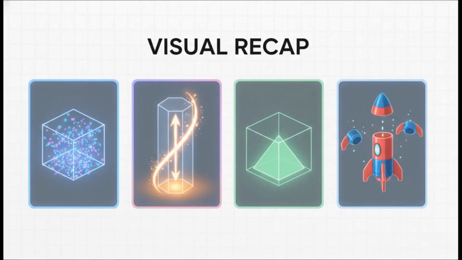So let's wrap this all up. First, volume is just the measure of 3D space. For any prism, just multiply the area of its base by its height. For any shape that comes to a point, its volume is just 1/3 of the prism version. And remember, any complex object can be figured out just by breaking it down into these simpler pieces.